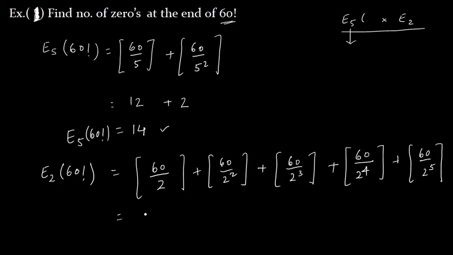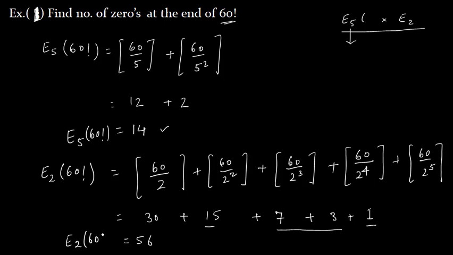Now 60 over 2 is 30. 60 over 4 is 15. 60 over 8 is basically 7 point something, so we simply write 7. 60 over 16 is basically 3. 60 over 32 is 1. So let us add all of this. 1 plus 3 is 4, plus 7 is 11, plus 15 is 26, plus 30 is 56. So basically the exponent of 2 present in 60 factorial is 56.